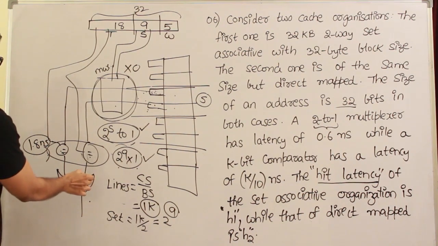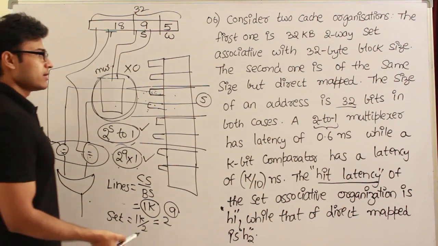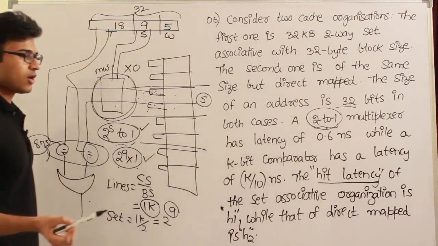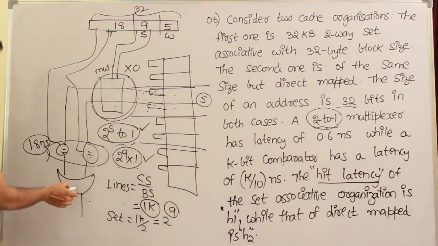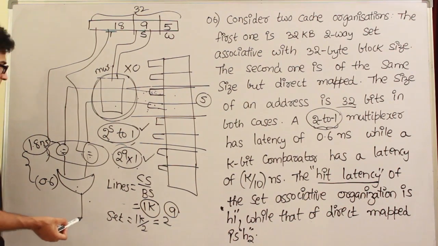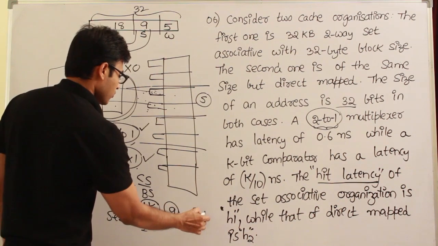And then we need the OR gate, but OR gate is not given, right? So in order to implement the OR gate, they have given a 2 by 1 multiplexer. In digital logic, I have shown you how to implement an OR gate using 2 by 1 logic, right? Therefore, the time taken for this one is going to be 0.6. So 1.8 plus 0.6 is 2.4. So the answer for this question now is 2.4.